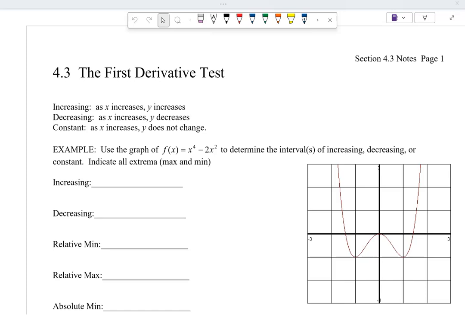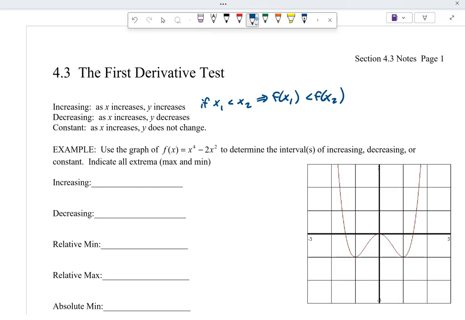And just a little vocabulary. If you ever hear the word that a function is monotonic on an interval, then that just means that it's increasing on that interval or decreasing on that interval. Monotonic, okay? So formally, it's increasing, meaning as x increases, y increases. Or if you want to be a little more technical about it, if x1 is less than x2, then f of x1 would be less than f of x2.